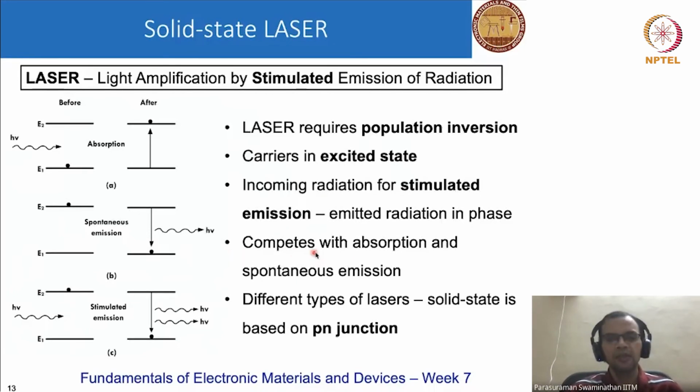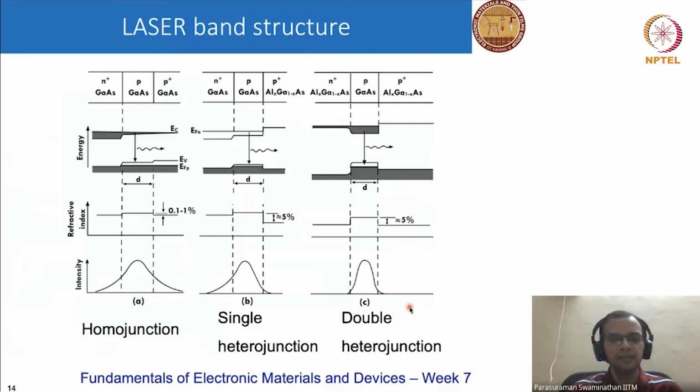The lasing process competes with both light absorption and spontaneous emission. So we need to engineer the system in order to get stimulated emission. The laser band structure, similar to LEDs, can be either homo junctions or hetero junctions. Hetero junctions are preferable because we can get a really high intensity of radiation from a very small region.